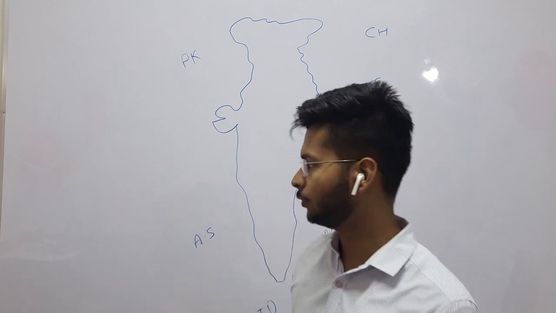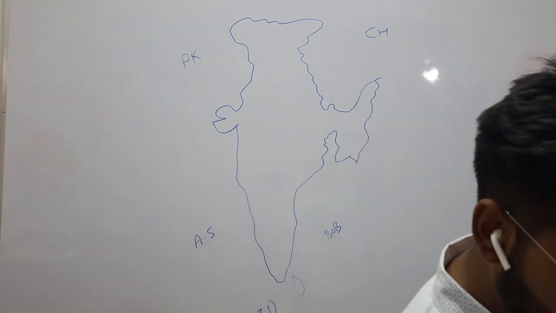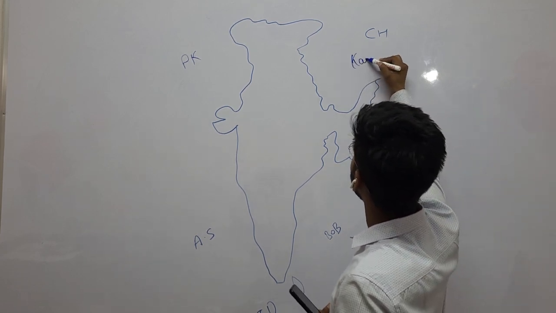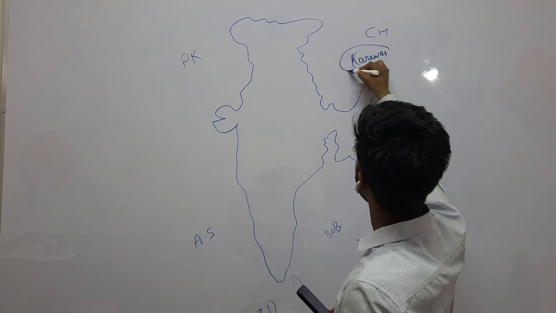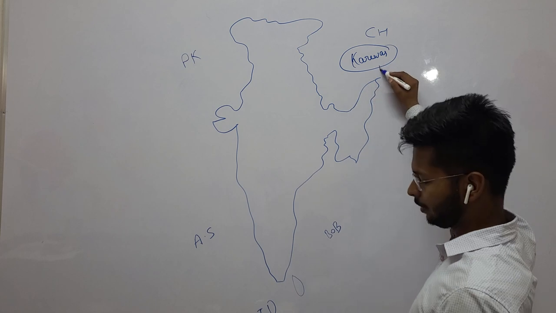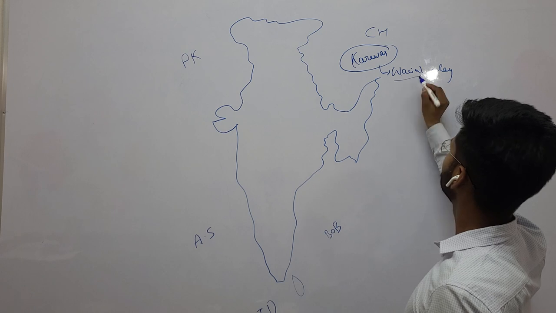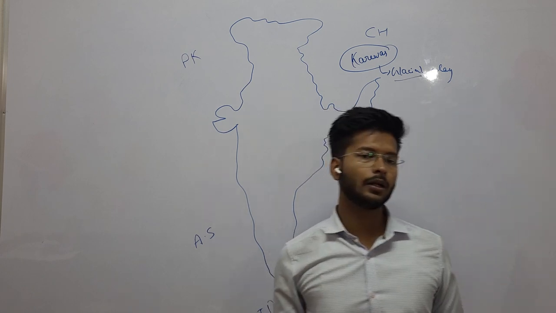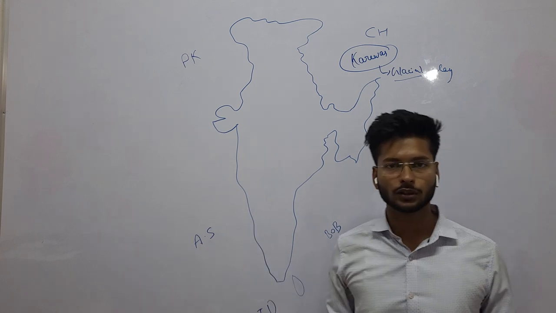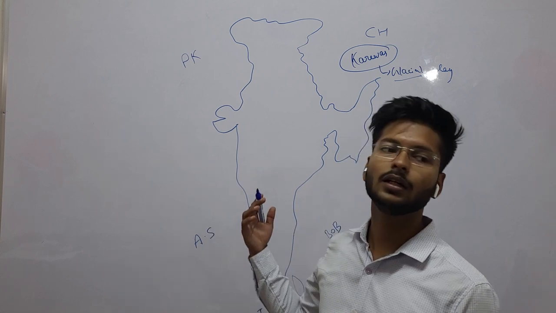Okay, so let's continue. The first topic that we are going to discuss today is karewas. There's a term called karewas. You might have heard it before. Karewas are the deposits of glacial clay. What is glacial? Glacial is something related to glaciers. And what are glaciers? Glaciers are large formations of frozen water that feed the rivers.